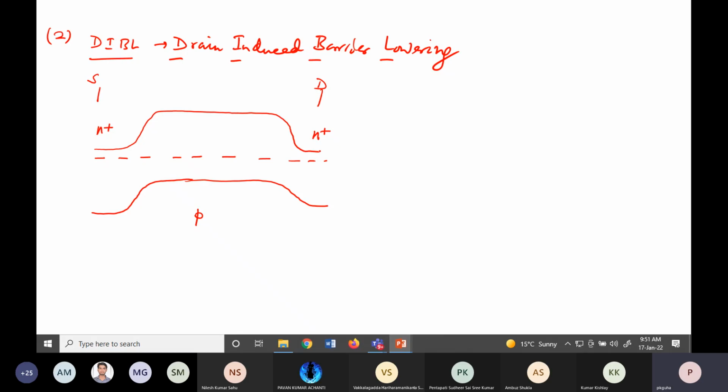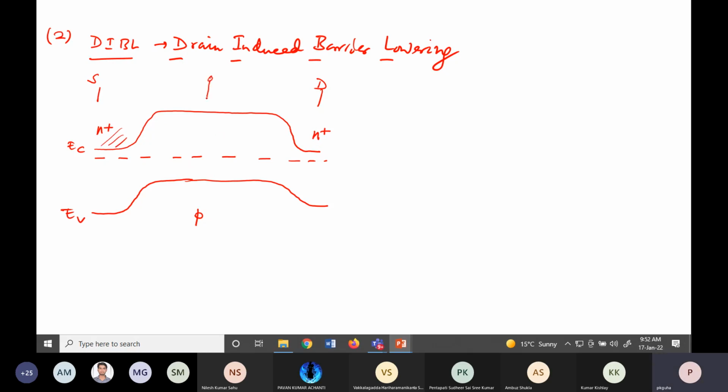Sorry. So this n plus and n plus have the Fermi level close to the conduction band. So this is my conduction band, okay, and this is my valence band. So you see here the source and drain Fermi level is very close to the conduction band, and in the substrate the Fermi level is a little bit close to the valence band. Okay, because it is a lowly doped p-type, right? Now the thing is, the electrons here will not be able to cross the barrier and go to the drain.